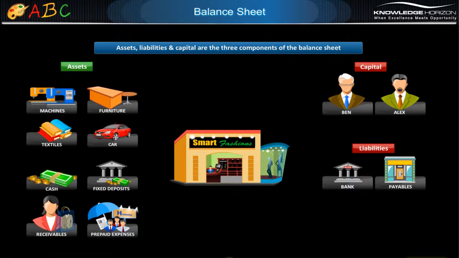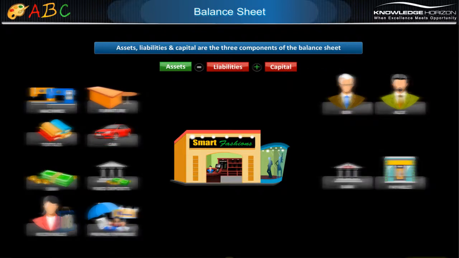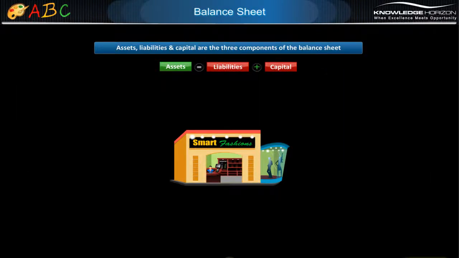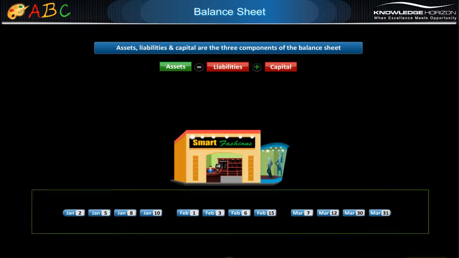The unique feature of the balance sheet is that at any given point in time, all business assets are equal to business liabilities plus capital. To understand how a balance sheet is prepared, let's look at 12 business transactions of Smart Fashions over one financial quarter.